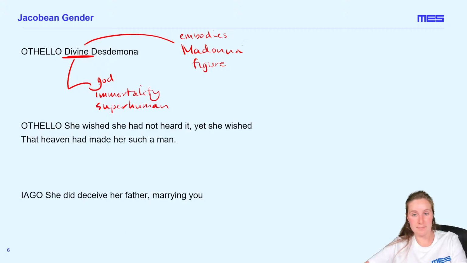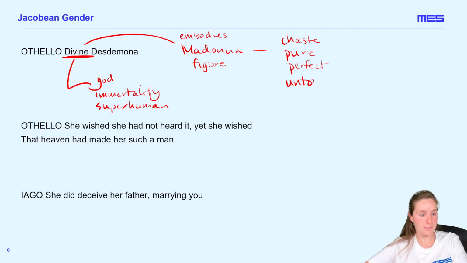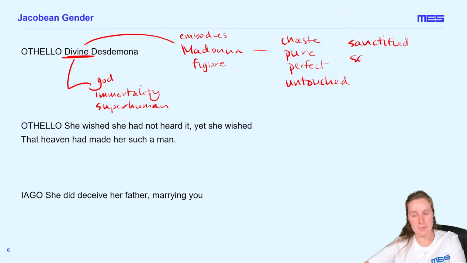So what does that mean? Chaste, pure, perfect, kind of untouched. Sanctified in a way. Saint-like. And passive as well, right? This idea of her being idealized here.